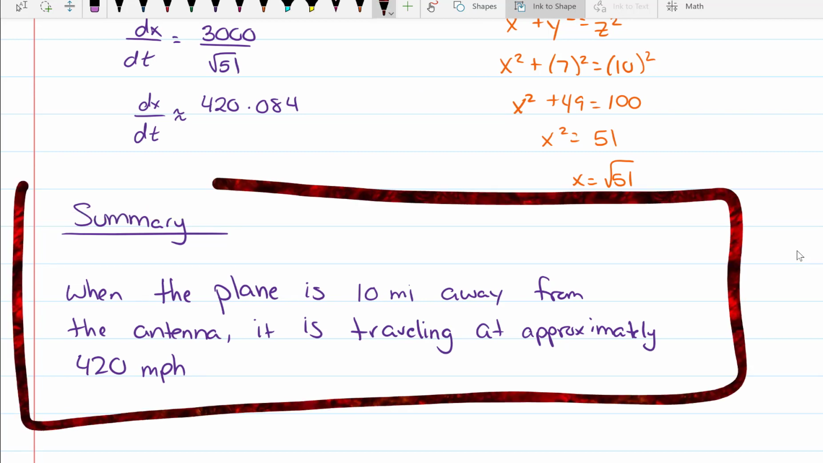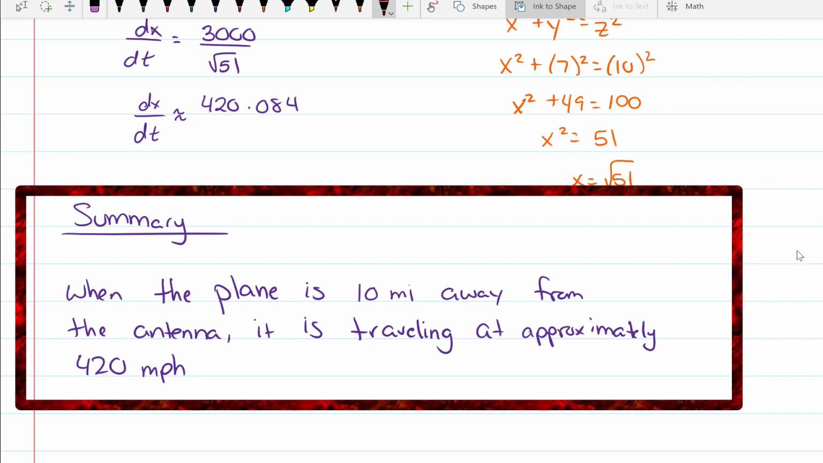And that's it. I don't think these problems are too difficult. They're just, the initial setup is a little tricky.